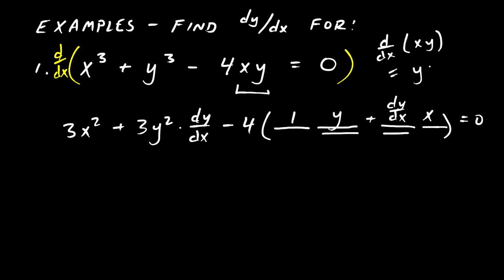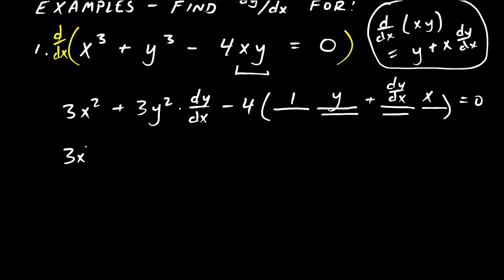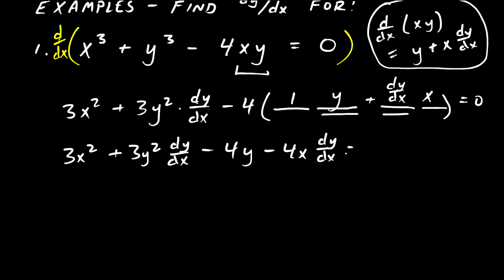So from here on in, hopefully you can see that as y plus x dy dx. This is worth knowing, all right? So let's mark that down. So let's continue. Simplifying this, we have 3x squared plus 3y squared dy dx minus, we'll distribute this 4. We have minus 4y minus 4x dy dx equals 0.